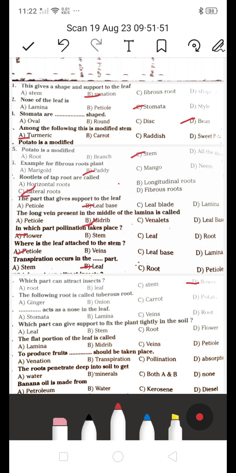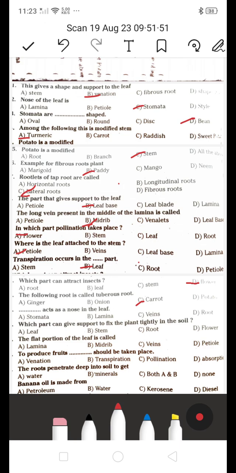The following root is called a tuberous root. Is it ginger, onion, carrot, or potato? It's a carrot. C is the right answer. Other than carrot, other examples are like radish, beetroot, all these are tuberous roots.